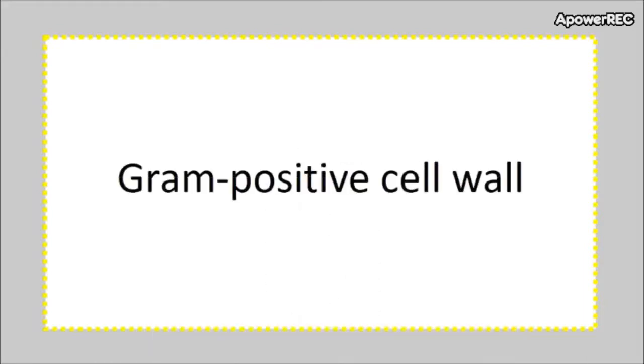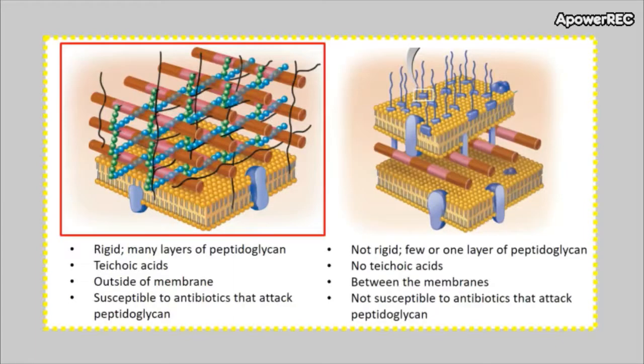Okay, number 12, gram-positive cell wall. Okay, so gram-positive cell walls are rigid. They have many layers of peptidoglycan. They have these teichoic acids, which are the black components here sticking out of the cell. These peptidoglycan cell walls are on the outside of the membrane, and they are quite susceptible to antibiotics that attack peptidoglycan, whether breaking it down directly or its formation.